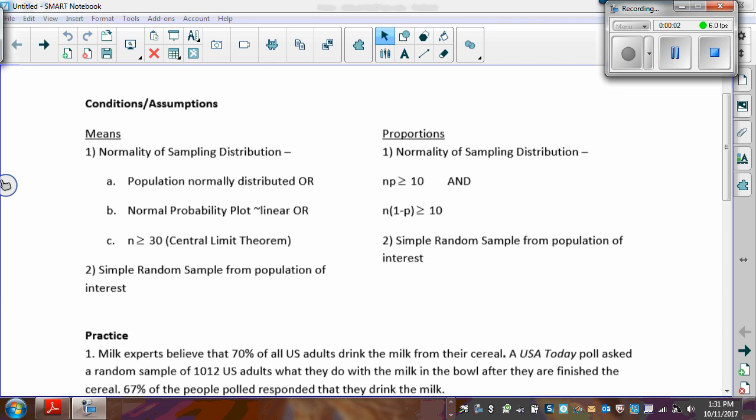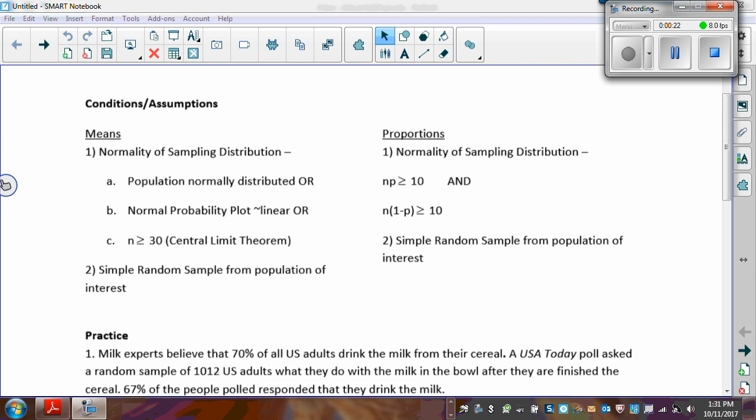So each time we have a problem where n is more than 1, it is going to be a sampling distribution problem. Every time we have a sampling distribution problem, we have to check our conditions. Depending on whether it's a means or proportions problem, that will tell us what conditions we're checking for.